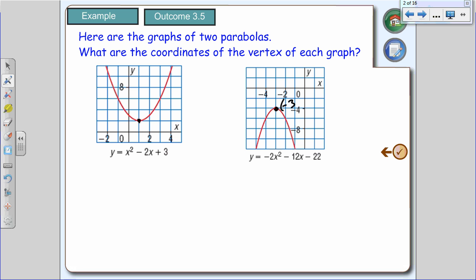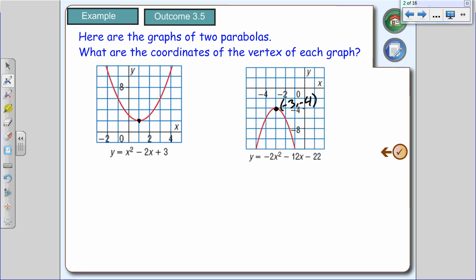-3, -4. Turn the other one, please. Yeah, thank you. That's where your vertexes are.